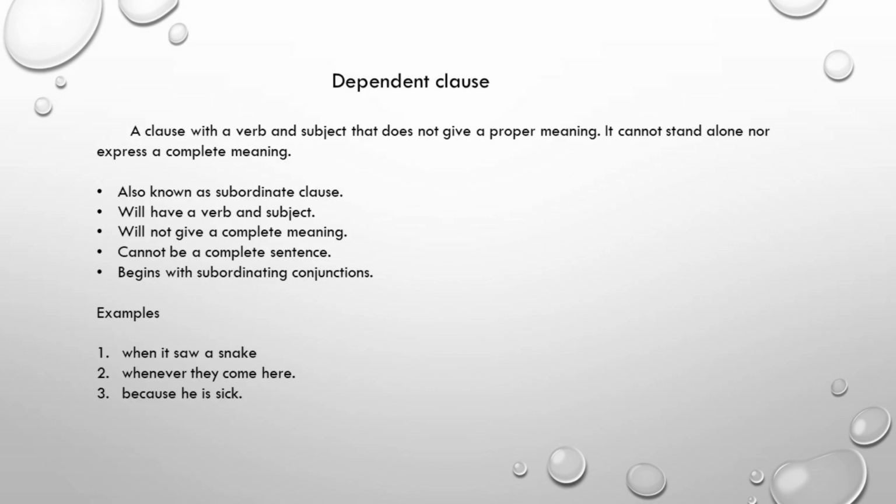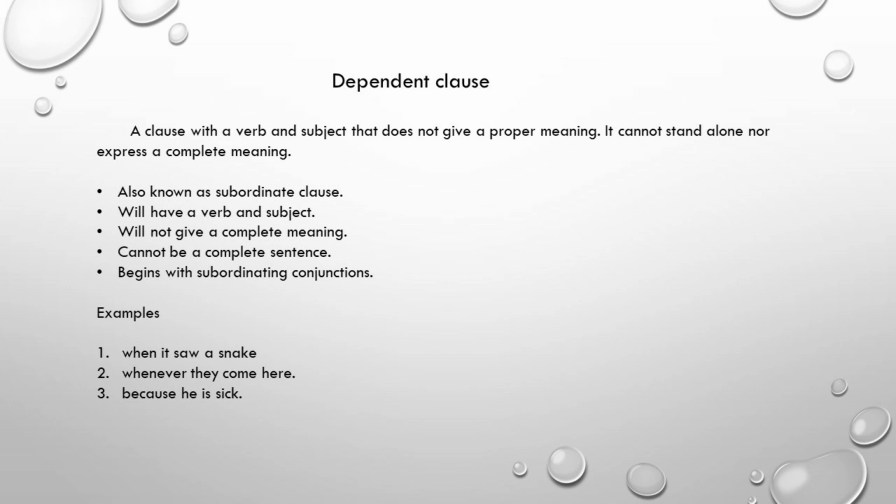Moving on to the next type of clause, that is the dependent clause. Dependent clauses are also called as subordinate clause. A clause with a verb and subject that does not give a complete meaning is a dependent clause. It cannot stand alone nor express a complete meaning. Dependent clausesலையுமே சப்ஜெக்டும் வேர்பும் இருந்தாலும் அது ஒரு முழுமையான மீனிங் தராது. அதனால அது ஒரு செப்பரேட் சென்டென்ஸா ஆக்ட் ஆகவும் முடியாது.